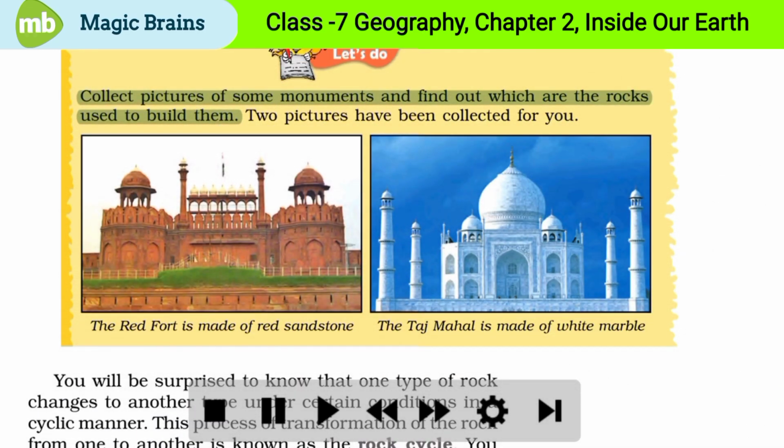There is a box with 2 pictures for an activity titled Let's Do. Collect pictures of some monuments and find out which are the rocks used to build them. 2 pictures have been collected for you. We see the picture of Red Fort. The title says, "The Red Fort is made of red sandstone." The second picture is of Taj Mahal. The text reads as, "The Taj Mahal is made of white marble."